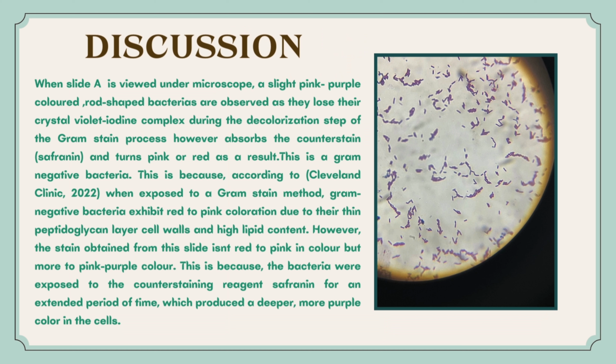Discussion. When slide A is viewed under the microscope, slight pink to purple colored rod-shaped bacteria are observed. This is because they lose their crystal violet iodine complex during the decolorization step. However, since they absorbed the counter stain, which is safranin, they turned pink.